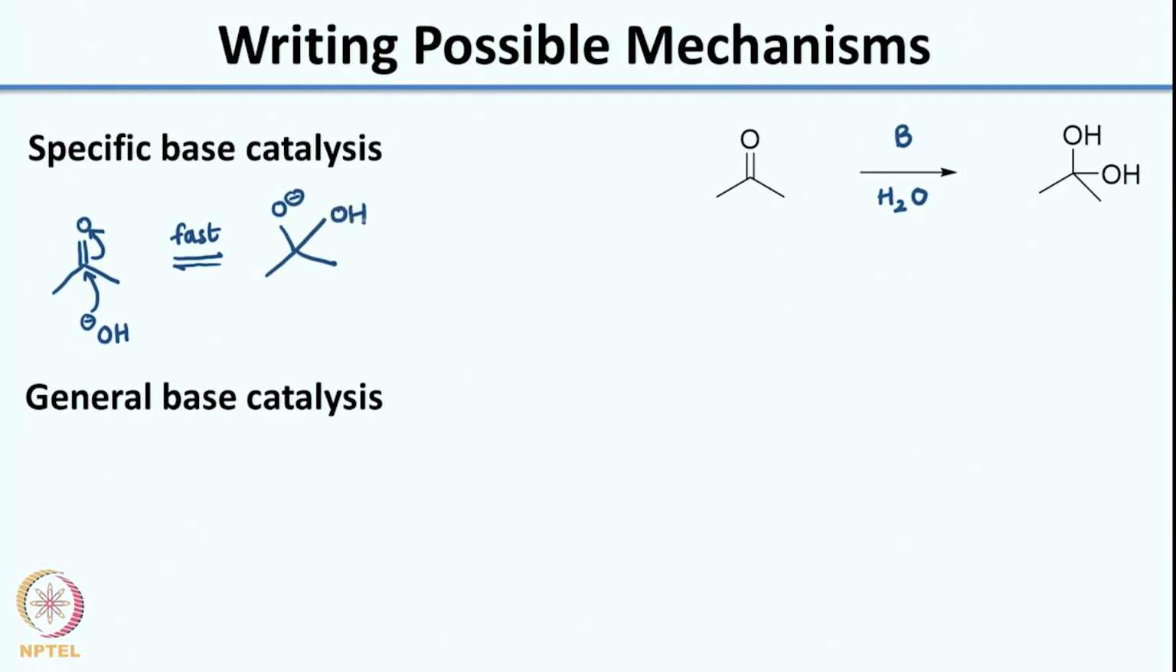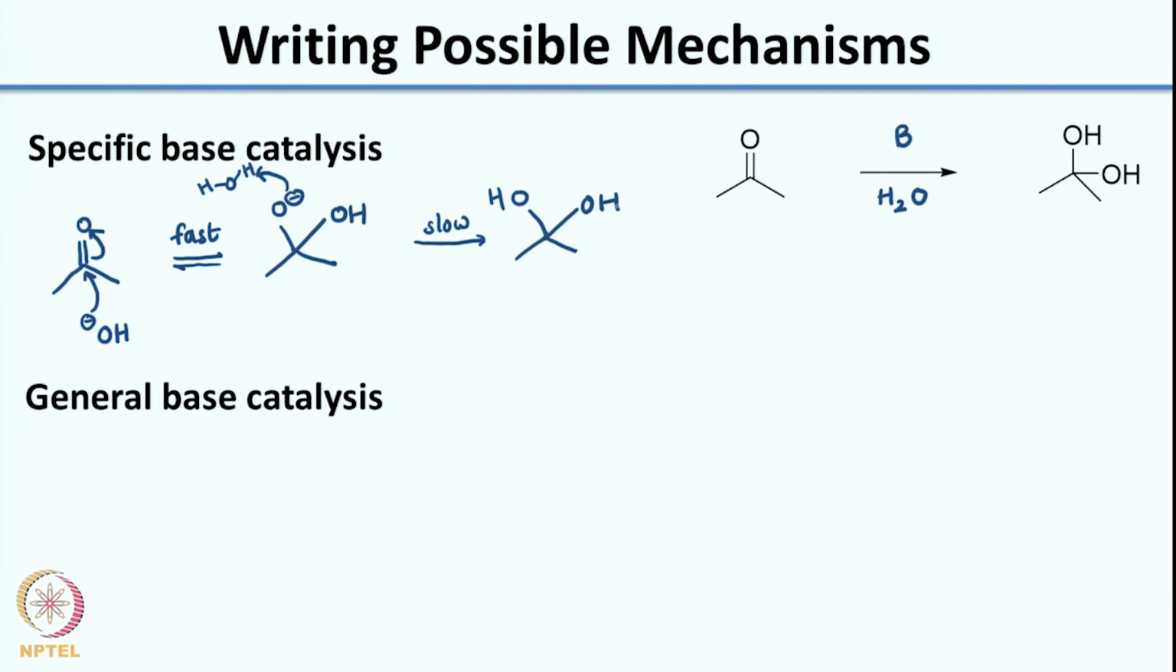Right. So, once you get this anion, this will abstract a proton. Remember, there will be no H3O+, we are talking about a basic medium. So, this will grab a proton from here. So, then what you would get would be your product. So, this would be a slow process.